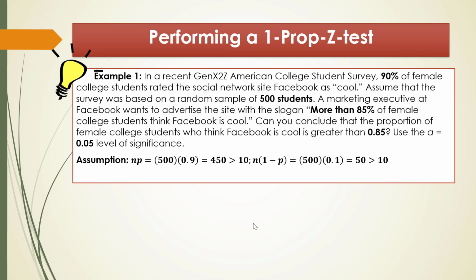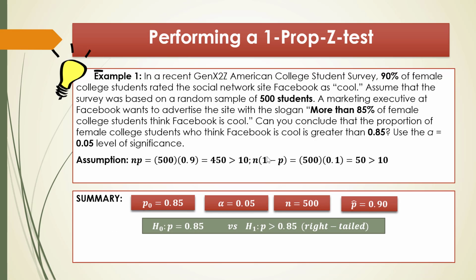Here we have two assumptions to be verified. First, np is 500 times 0.9, which is 450, and n times 1 minus p is 500 times 0.1, which is 50. So since these two assumptions are met, the central limit theorem for sample proportion is applicable. So we can use a standard normal curve to test this population proportion.